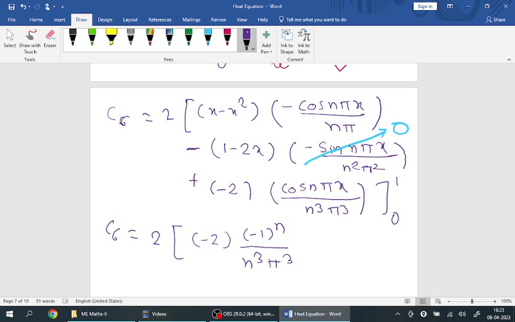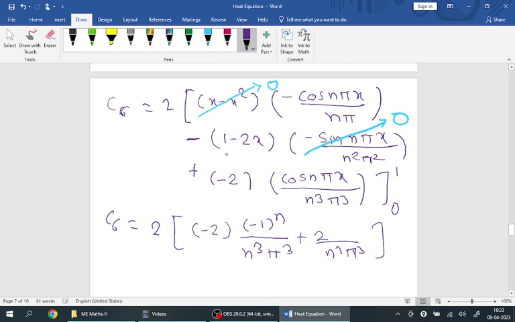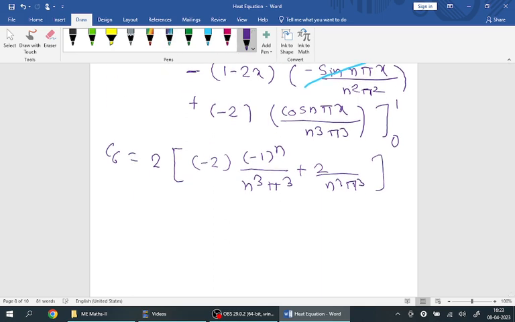For the lower limit, when we replace x by 0, this term is also 0. So this term becomes 0 for both upper and lower limit. So the first and second terms are 0, there is no calculation. But in the last term, there is a lower limit minus sign, so minus minus is a plus 2, cos 0 is 1, upon n cube pi cube. So we can observe that n cube pi cube is common, 2 is also common. So 2 into 2 is 4. 4 upon n cube pi cube is common, and we are left with 1 minus minus 1 raised to n.